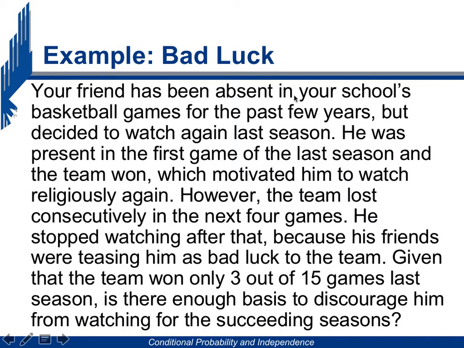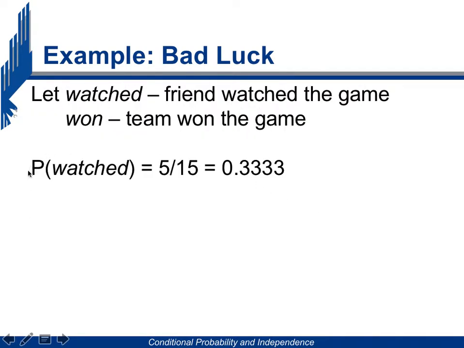First, we know that your friend watched the first game, and the team won in that game, and then your friend watched the next 4 games. However, the team lost in those next 4 games. After that, your friend stopped watching, so we can get here the total number of times where your friend watched, and that is 5 out of the 15 games. And that becomes the probability of watched, which is 5 over 15 or 1 over 3 or 0.3333.